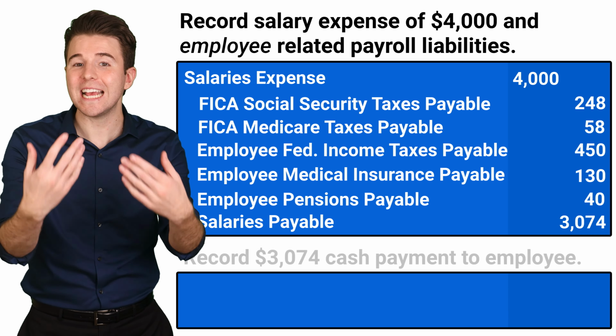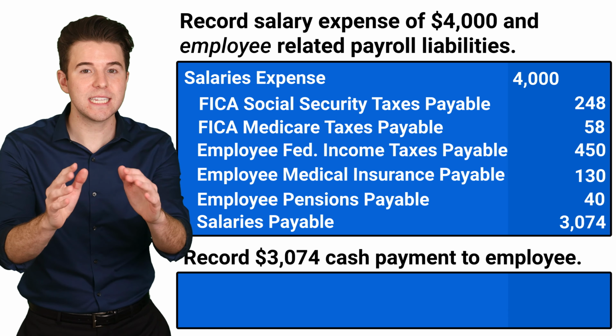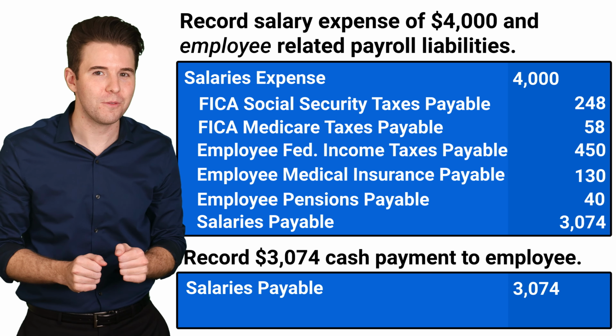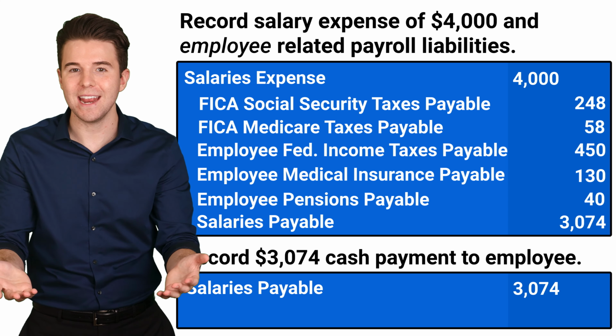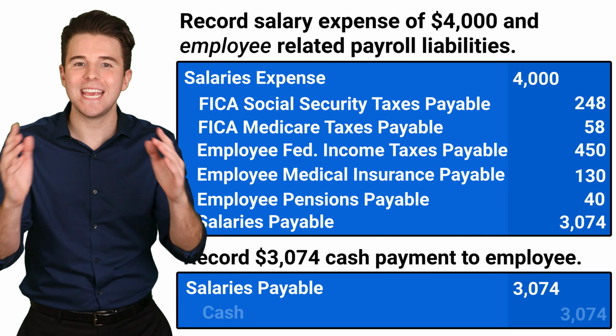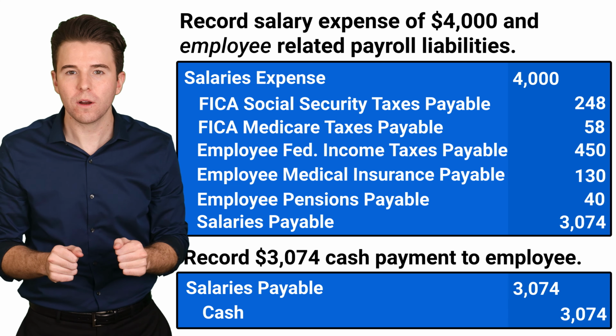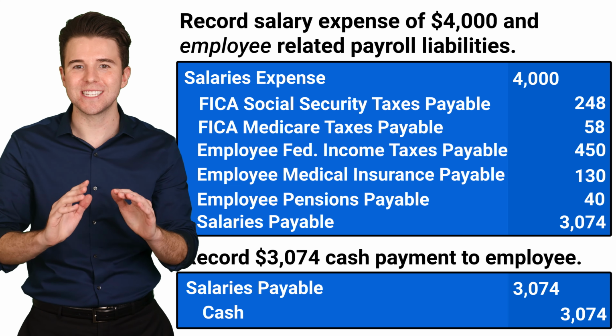When the payment is sent to the employee, debit salaries payable for $3,074 because the employee has been paid, and credit cash for $3,074 to recognize the decrease in cash.